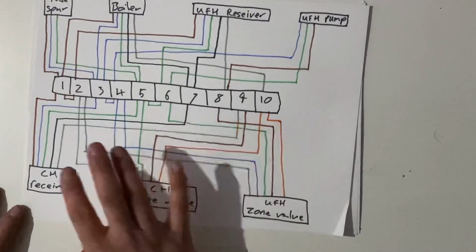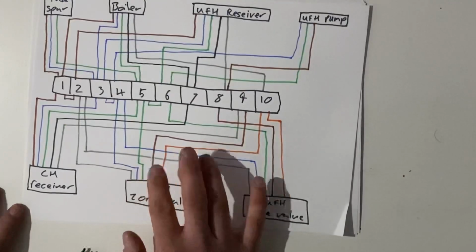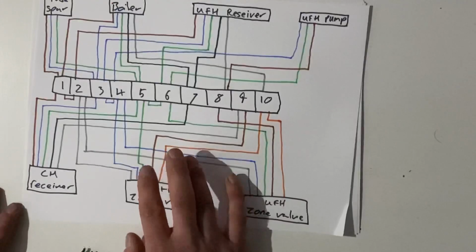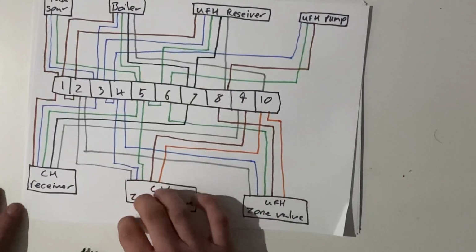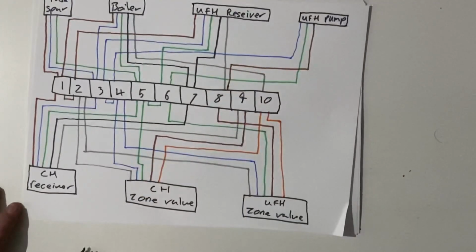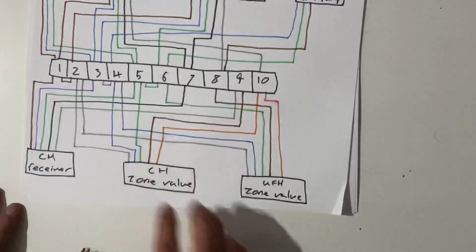It probably looks like a load of lines, a bit hard to follow, but once you get your head around what's going to where, it's pretty simple, to be fair. The only thing that's different is you've got a pump, which you just connect your live onto your switch live from your receiver, and then that links back to your zone valve and then back to your boiler.